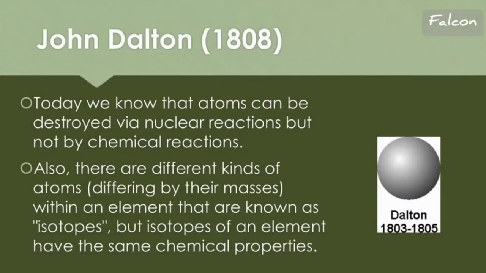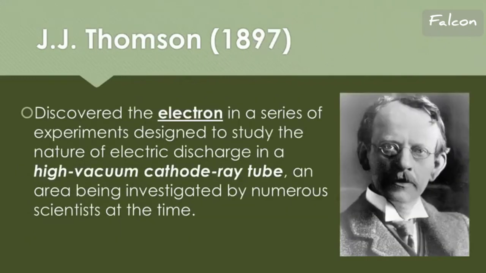So we know today that atoms can be destroyed via nuclear reactions, but not by chemical reactions. Also, there are different kinds of atoms differing by their masses within an element that are known as isotopes. But isotopes of an element have the same chemical properties. They just have different masses.